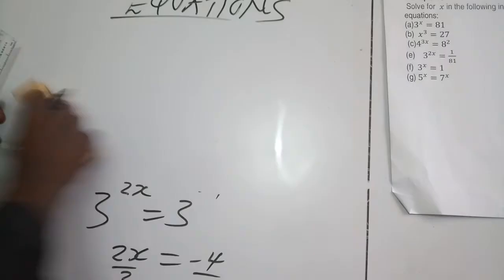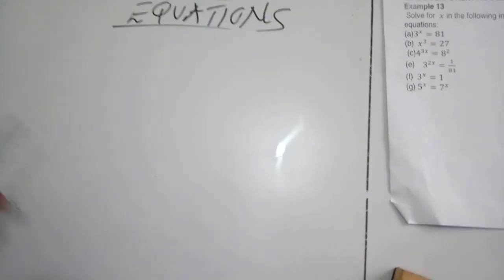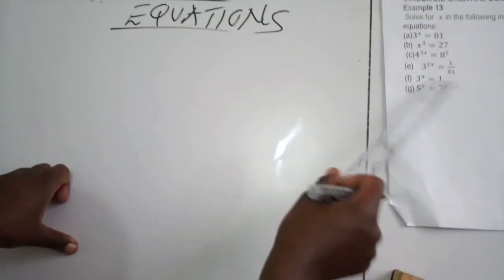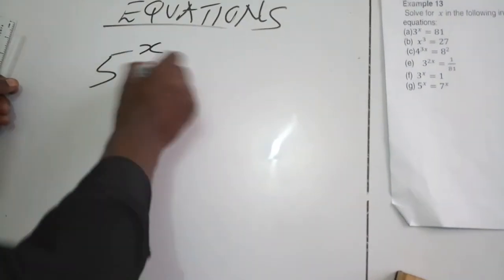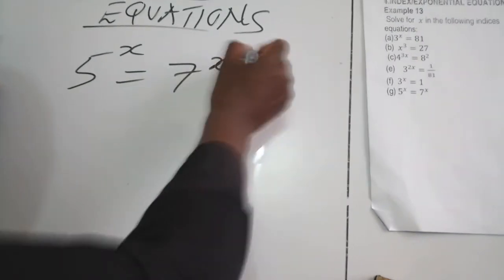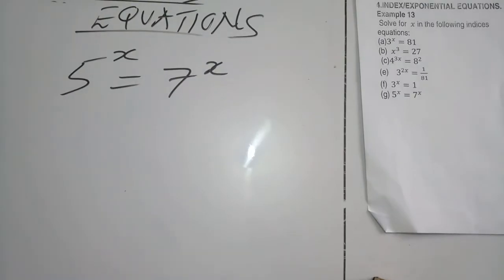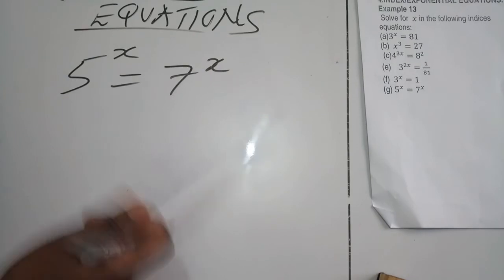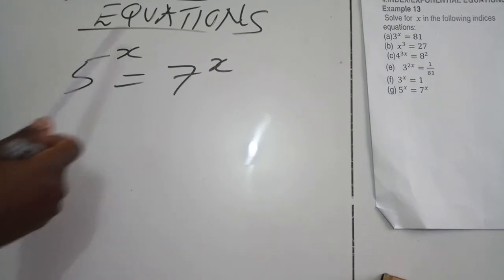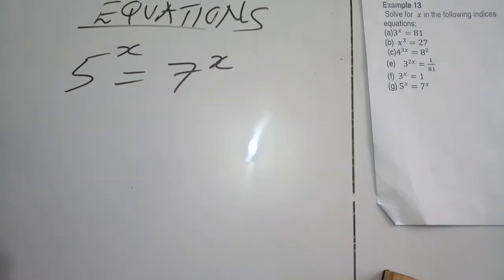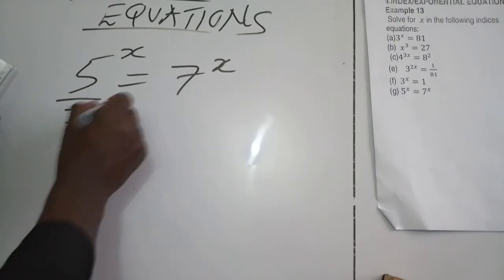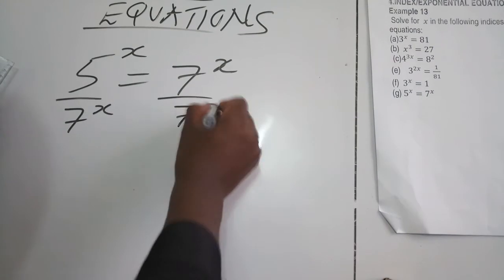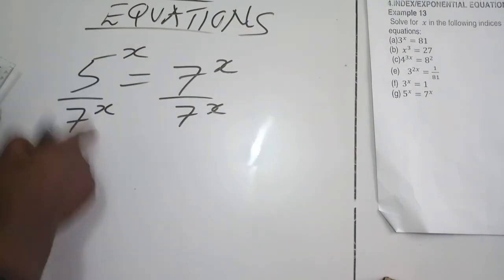Okay. We go to another part. Maybe this one is a bit tricky, but I hope you get the point. What do we have? 5 power x is equal to 7 power x. How do you solve this? Now divide through by either 5 power x or 7 power x. Let me divide both sides by 7 power x. So what do I get here?